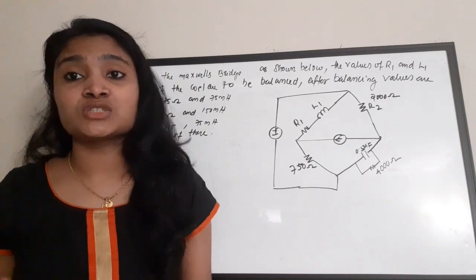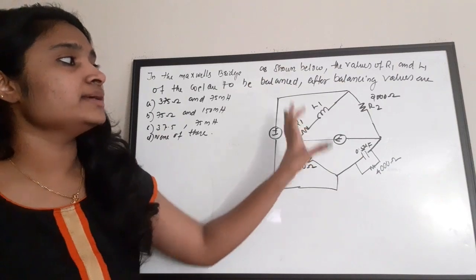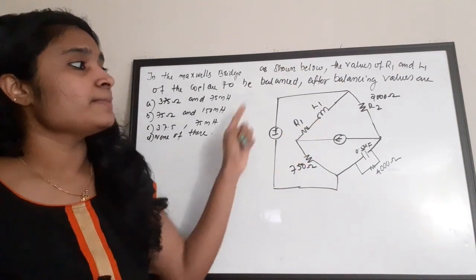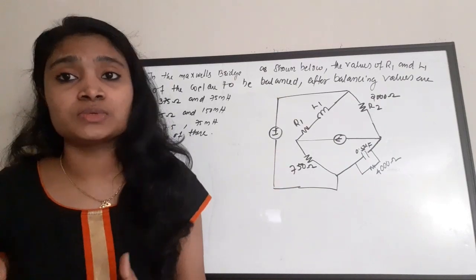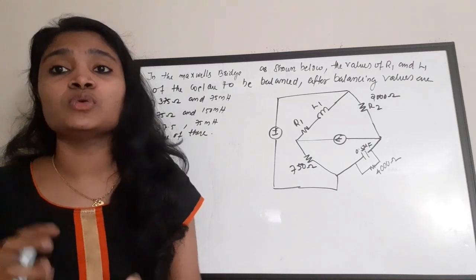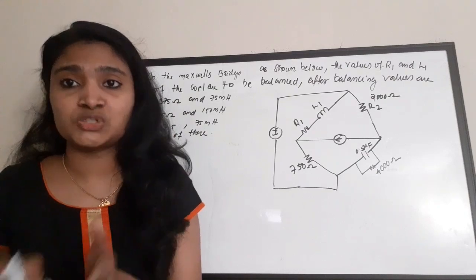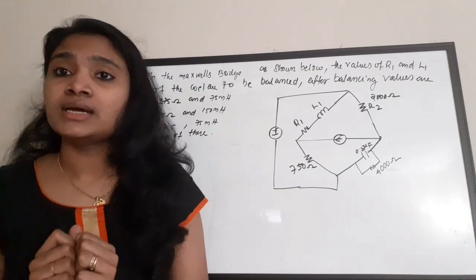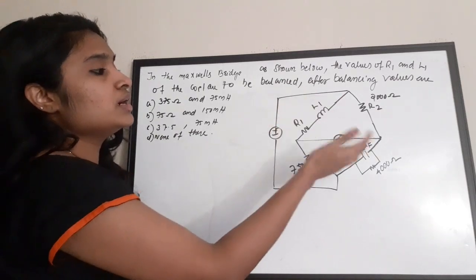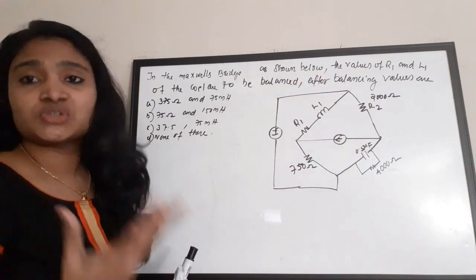Question is from the Maxwell's bridge. So Maxwell's bridge will be having this setup, and it is used for measuring unknown inductance generally. This Maxwell's bridge is actually an advanced version of Wheatstone's bridge, where we measure the value of unknown resistance. Maxwell's bridge we use for measuring the value of unknown inductance or inductor. Here it consists of inductors and capacitors. Generally we use it for measuring inductance.